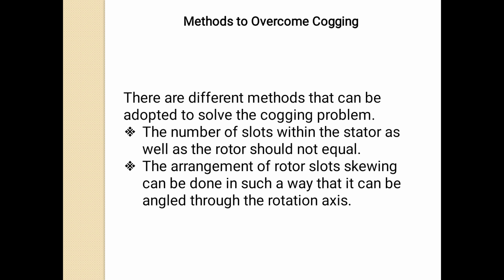Methods to overcome cogging. There are different methods that can be adopted to solve the cogging problem. The first one is that the number of slots within the stator as well as rotor should not be equal. The second one is the arrangement of rotor slots: skewing can be done in such a way that the slots are angled through the rotation axis.